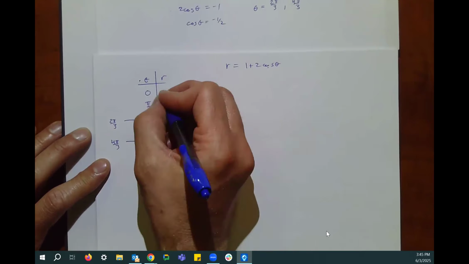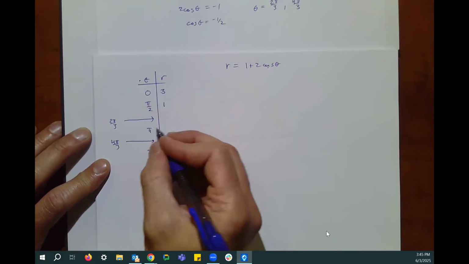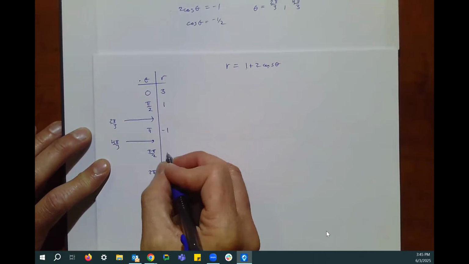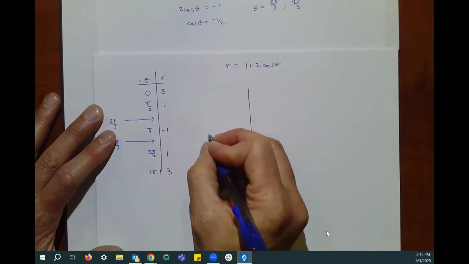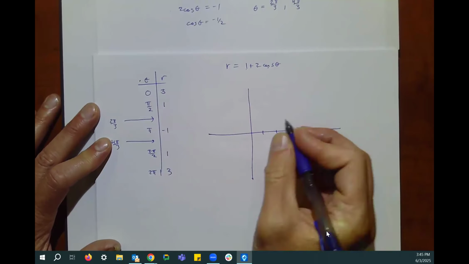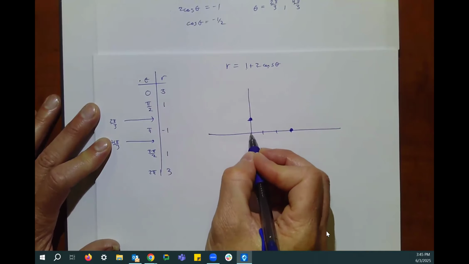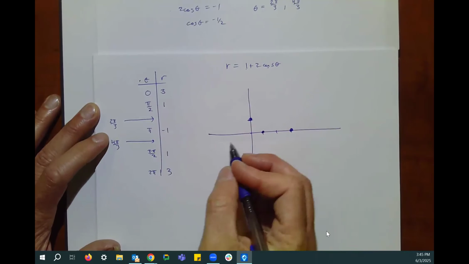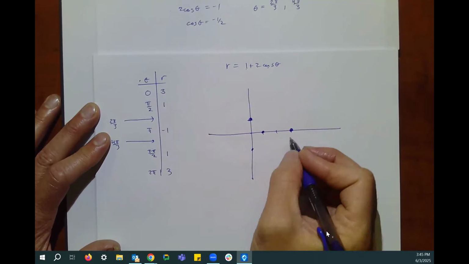cosine of 0 is 1. 1 plus 2 is 3. Cosine of pi over 2 is 0, so I get 1. Cosine of pi is negative 1, so I get 1 minus 2, which is negative 1. Cosine of 3 pi over 2 is 0, so I get 1 plus 0. And cosine of 2 pi is 3 again. So just drawing those out, I get a 3 there, get a 1 there. But instead of getting a 0 here like I did before, when I point to the pi direction, I get a negative 1. And then in the 3 pi over 2 direction, I get a 1 again, and then back to 3.